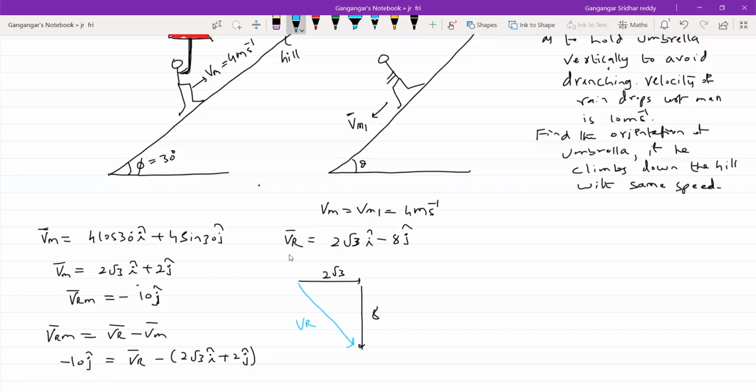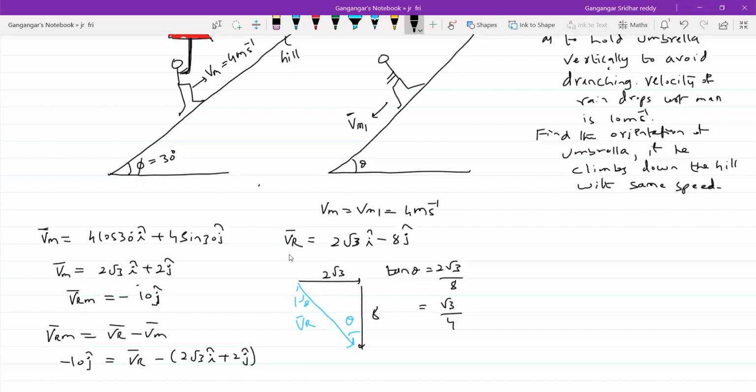So let me take with vertical the angle made by the rain. Let me call that theta. So tan theta here. Sir, won't VR bar be 2 root 3 I cap minus 12 J cap? Minus 2 J cap when it goes on the left hand side will become plus 2 J cap. Okay, sorry, no problem. Tan theta will be root 3 by 4. Okay, this is about the direction.